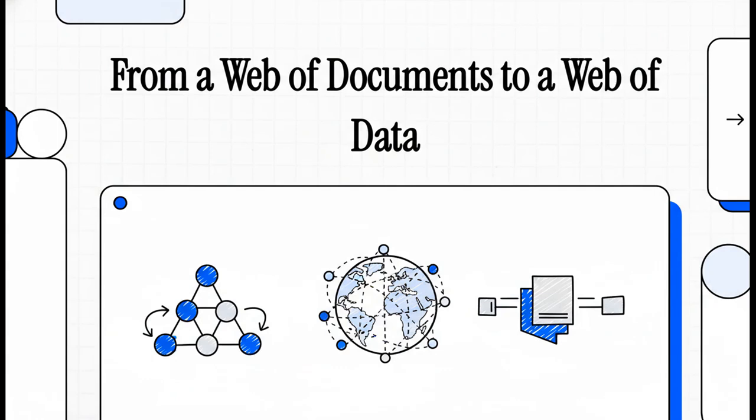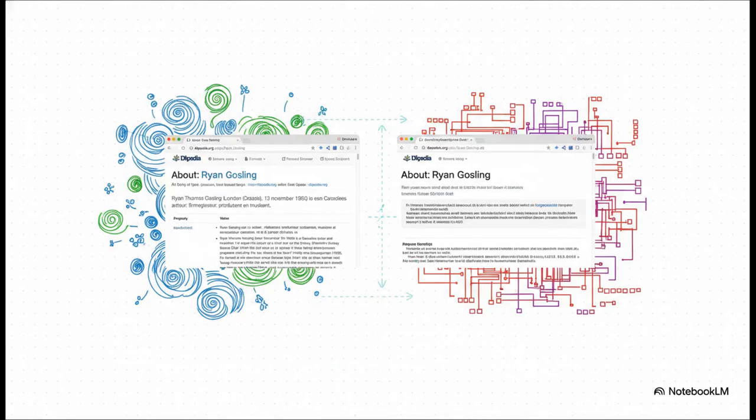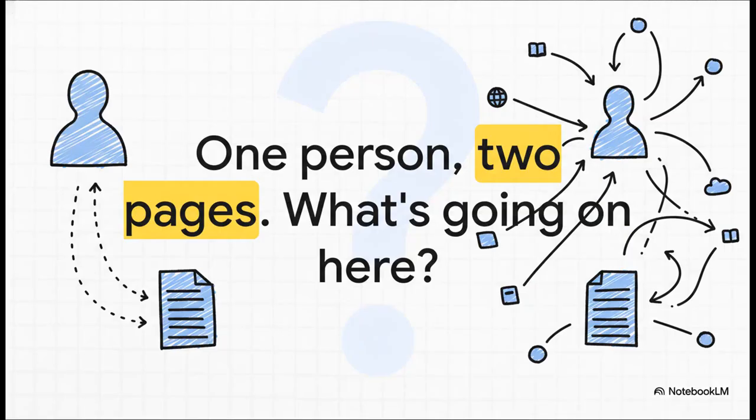All right, let's talk about RDF and linked data. This is the tech that's building a way smarter web. Okay, check this out. On the left, a web page for us. On the right, same info, but for computers. Yeah, they're both about Ryan Gosling. But that page on the right, that's the key to a more connected web.